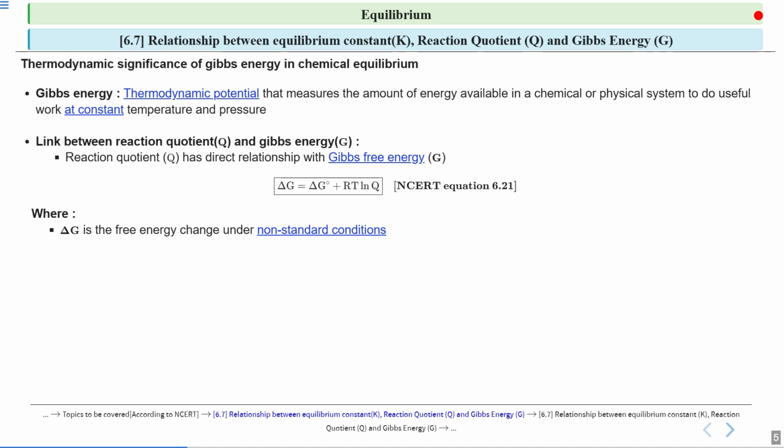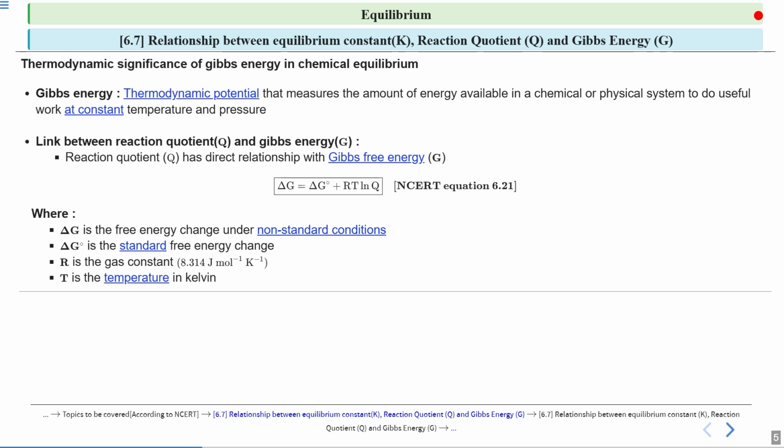Now this is at non-standard condition. If you are taking standard condition, then we call this delta G naught, the standard free energy change. What are R and T? You know it very well. R is the gas constant. In terms of SI units, you take it as 8.314 joule per mole per Kelvin, and in terms of liter atm per mole per Kelvin, you take it as 0.083. Further, T is the temperature, which will always be in Kelvin for our calculation.